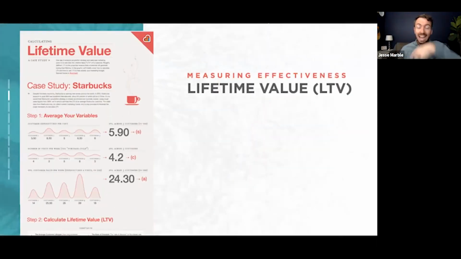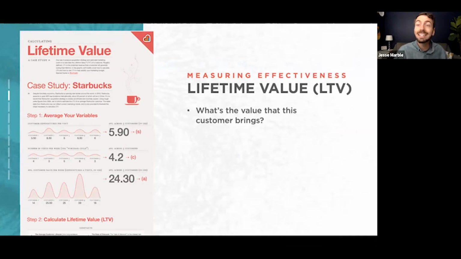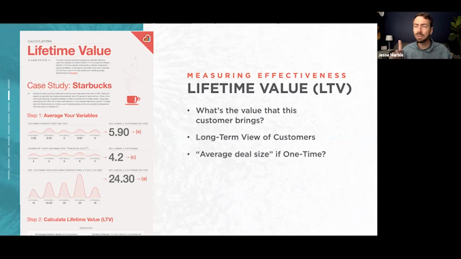So lifetime value, and I'll show you a case study of this, is just the question of what value the customer brings over time. It's a long-term view of customers. It's not cash flow, and I think that's really important to define. If you only have one-time sales, for example, we've worked with a lot of home builders, there's not really an average deal size because most people don't buy multiple homes from the same home builder. Sometimes, every once in a while, but average deal size is more like their lifetime value.